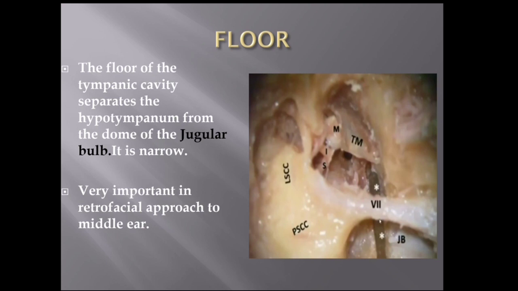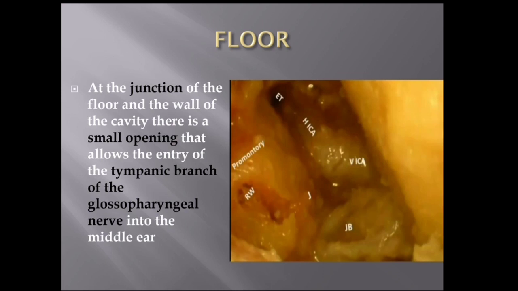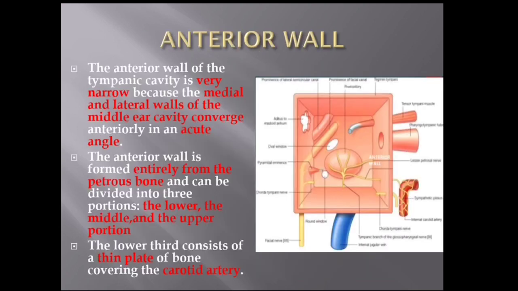The floor of the tympanic cavity separates the hypotympanum from the dome of the jugular bulb. This is the jugular bulb. It is narrow, a very important retrofacial approach to the middle ear. In this diagram we can see the floor, and this is a probe entering the floor of this tympanic cavity. At the junction of the floor and the wall of the cavity, there are small openings that allow the entry of the tympanic branch of the glossopharyngeal nerve into the middle ear.